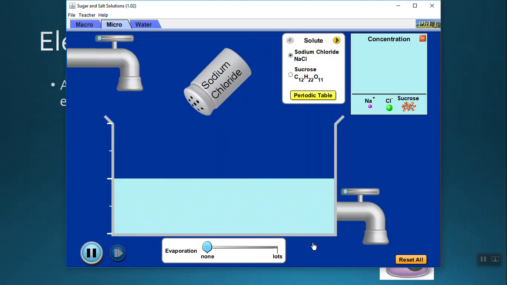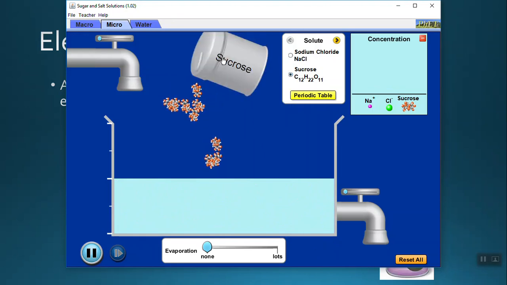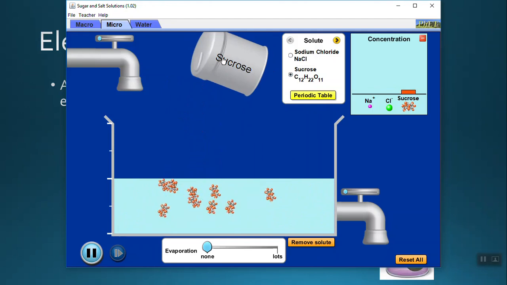As opposed to sugar, coming out, it's going to stay together. Look at what's going to happen once it hits the water. Does it separate at all? No, it stays together, right? These sugar molecules are staying together. It's not separating into ions. So with no dissociation, it won't conduct electricity, so it would be a non-electrolyte.